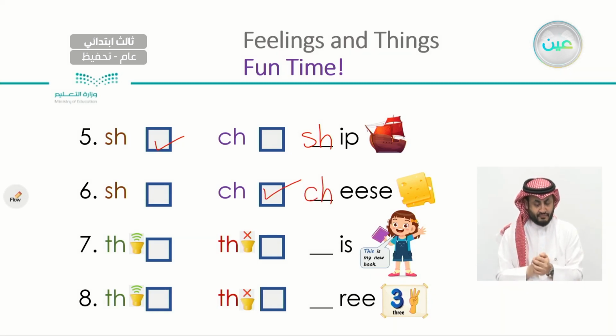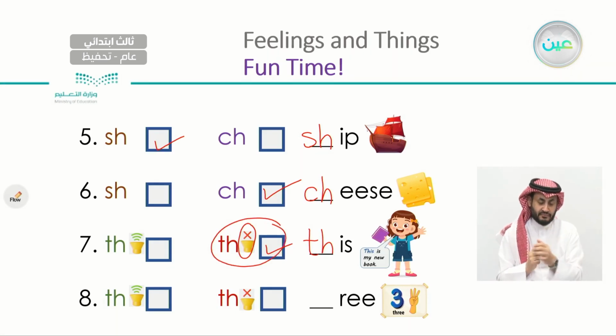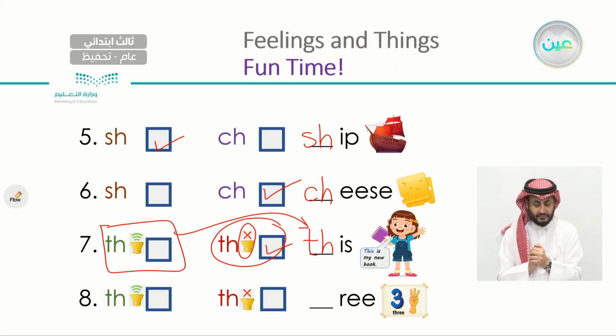Number 7. This. Number 8. Oh, I made a mistake, right? It's not this one. Which one has a voice? This one has a voice. Excellent. So this is the answer for this. Excellent. Number 8.